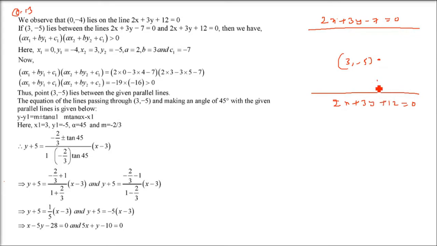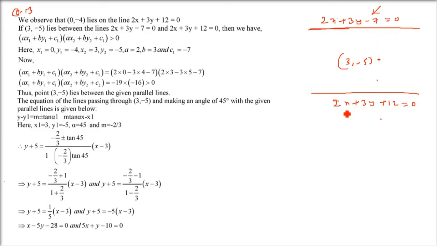Whenever we have a line and a point or two points on one side, we put these two points in the line equation, and if the multiplication of the results is greater than 0, they are on one side. If it is less than 0, they are on opposite sides. This is what we are going to use.